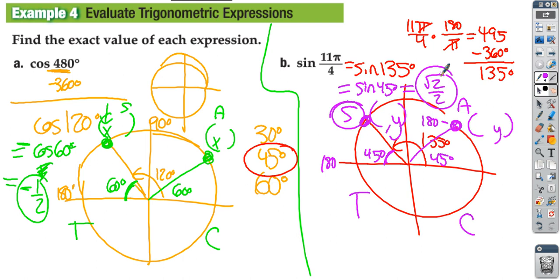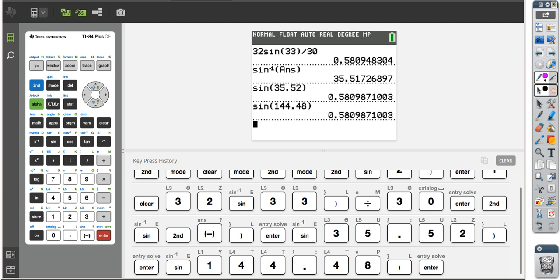The problem is, if you put this in a calculator, it wouldn't give you the exact value. It says find the exact value. So I'm going to put in sine 45 right now, just to show you.